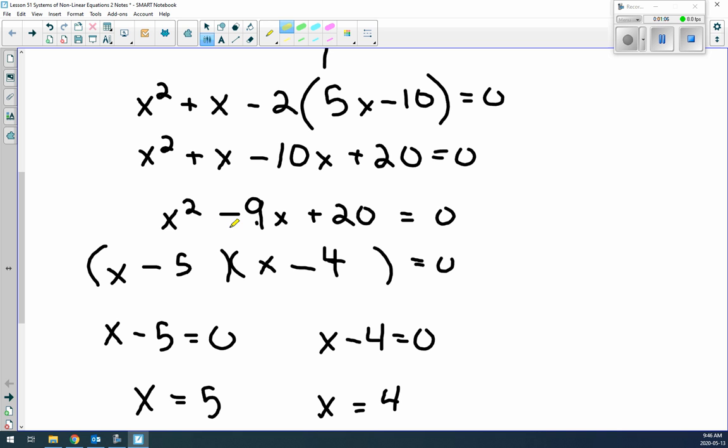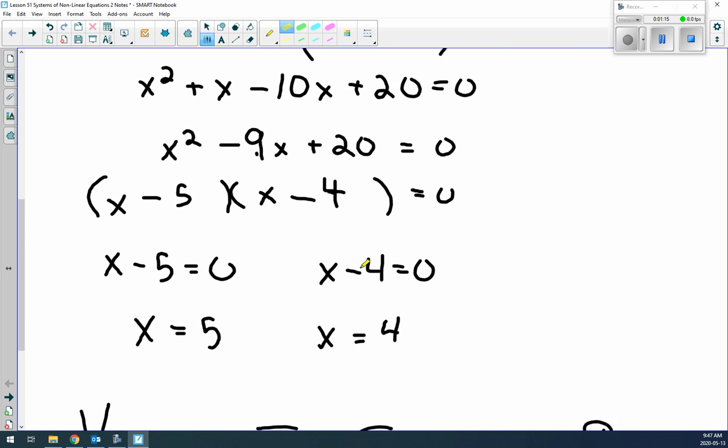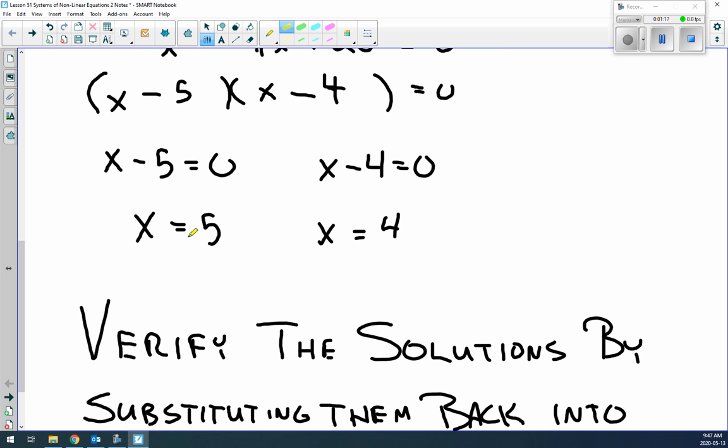Collect like terms. We end up with x squared minus 9x plus 20 equals 0. Factor. And always try to factor it first before you automatically go to the quadratic equation. This one factors quite lovely. So we end up with x equals 5 and x equals 4. But you're not done, right?